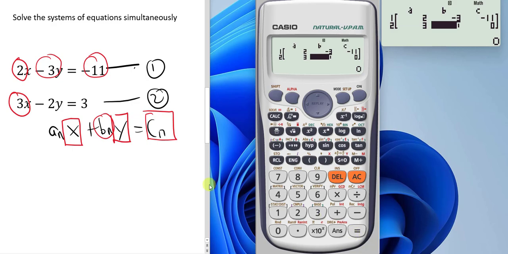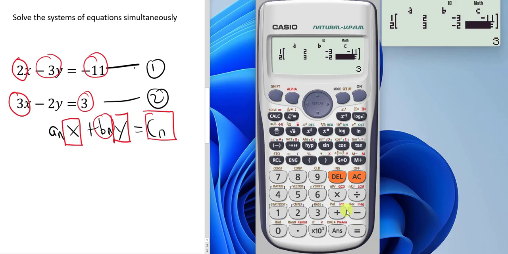Again, we move to the coefficient of Y in equation 2, and the coefficient is -2. So we press -2. Then we press equal to, and the cursor will move to the constant term, and the constant term is what? +3. So we press on the +3, then we press equal to.